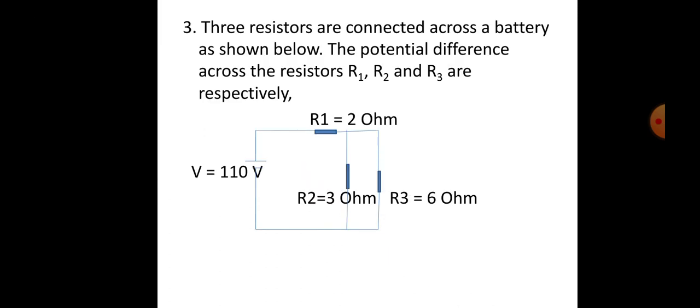Question number 3. Three resistors are connected across a battery as shown below. The potential difference across the resistors R1, R2 and R3 are respectively.